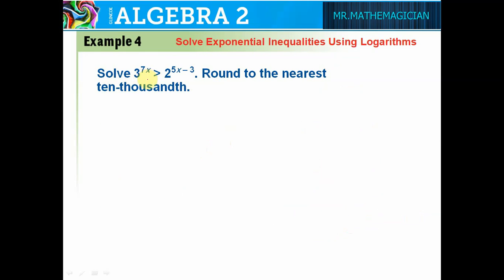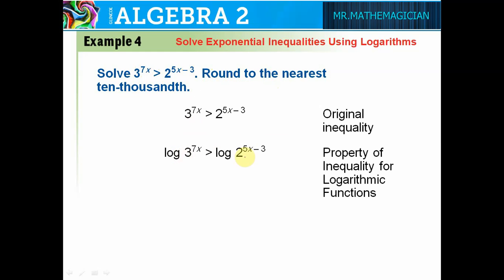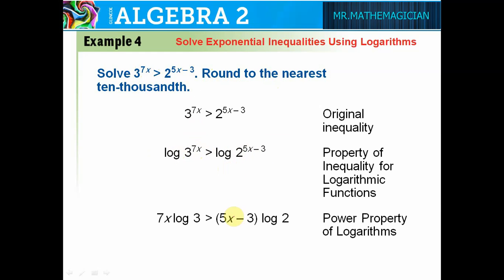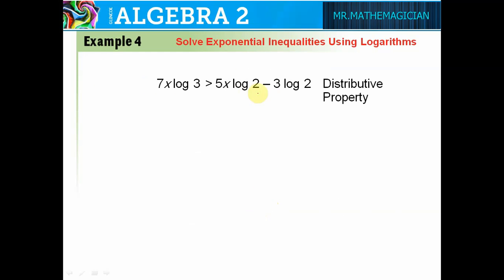Solve the exponential inequality. 3 to the power of 7x is greater than 2 to the power of 5x minus 3. Round to the nearest 10,000. So also we are going to take log for both sides so that 7x can be in front and 5x minus 3 will be in front. This is applying the power property. So now we can expand this one times the first and times the second. So it takes the shape 7x log 3 is greater than 5x log 2 minus 3 log 2.